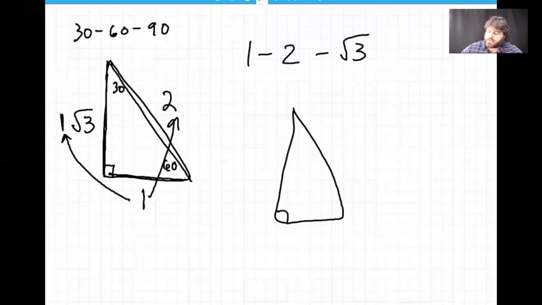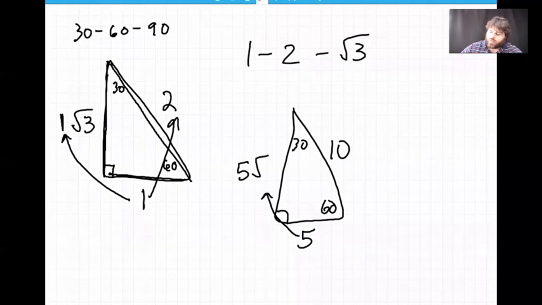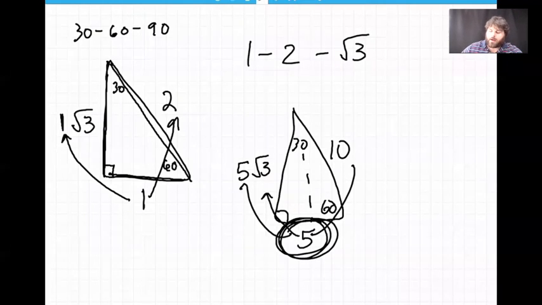So let's say this is our 60 or 30. Let's say this is 5. Well, we double here to get 10, and then we actually go this way to do 5 square roots of 3. Okay, so you're basing everything off of this 30-degree opposite side. You double here, you multiply by root 3 to get here.